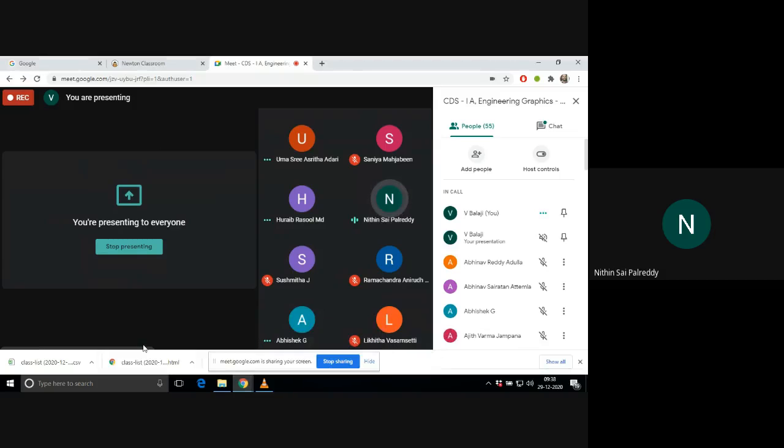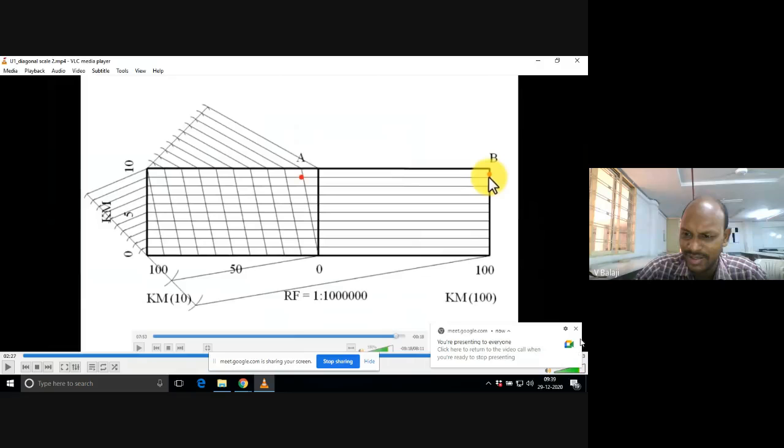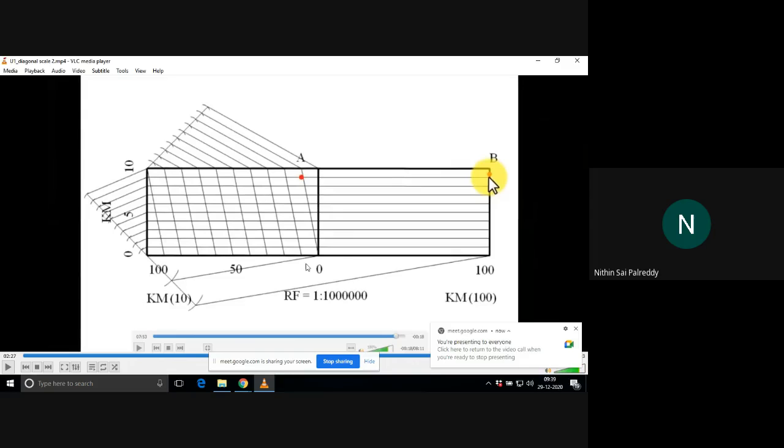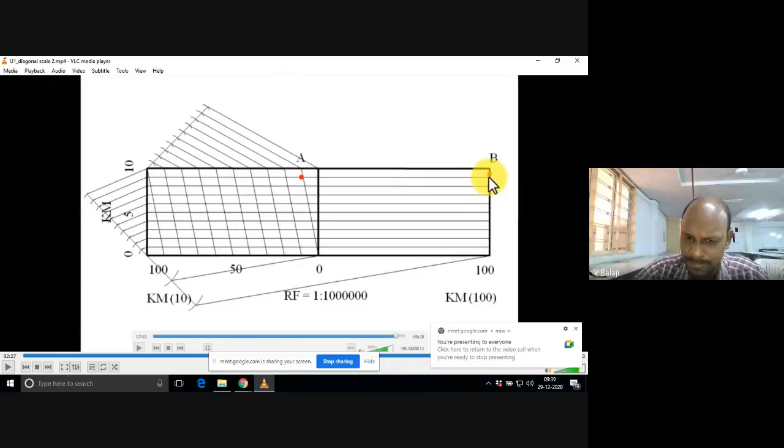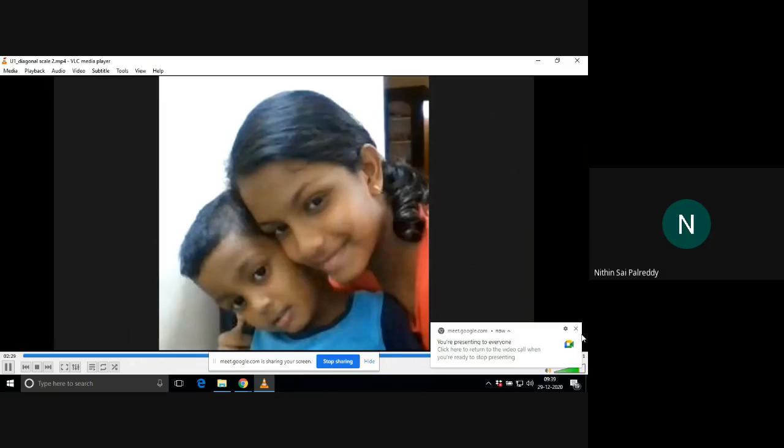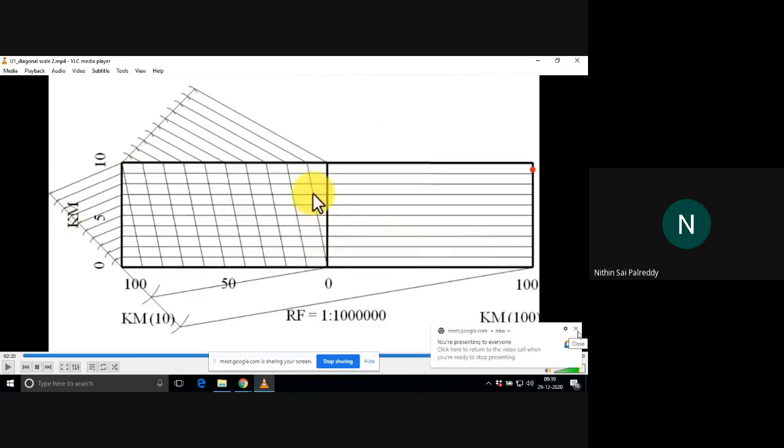Sir, if you divide it into 20 parts, each part will be 10 kilometers, na, sir. Each part will be how much? 10 kilometers. Very good. When we take a hectometer scale, then we will get all measurements easily, sir. If we divide it into 10 parts, each part will be 1 kilometer.